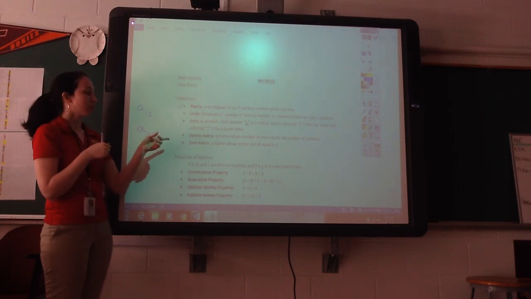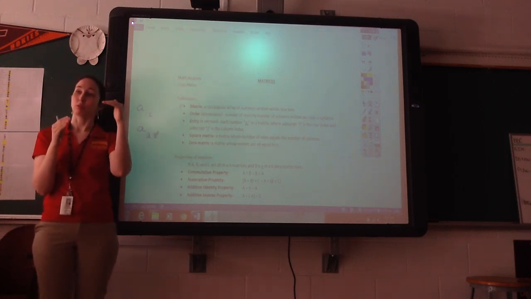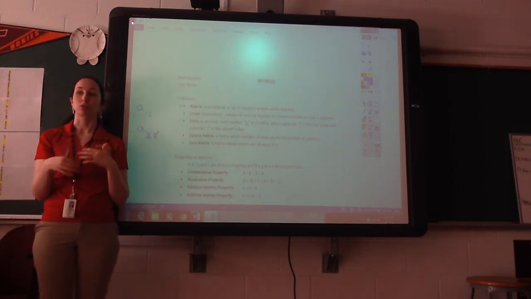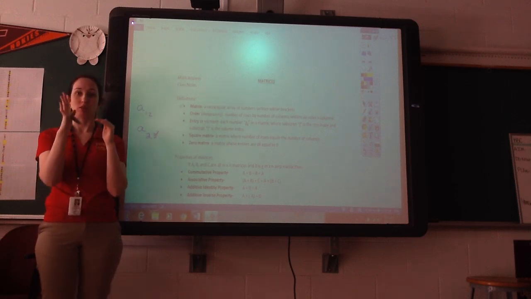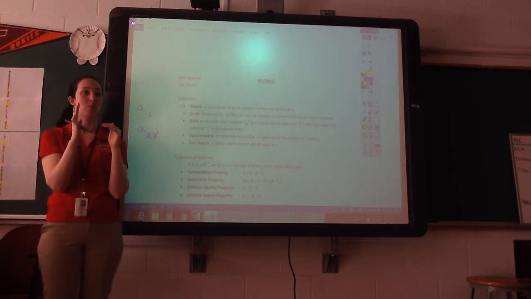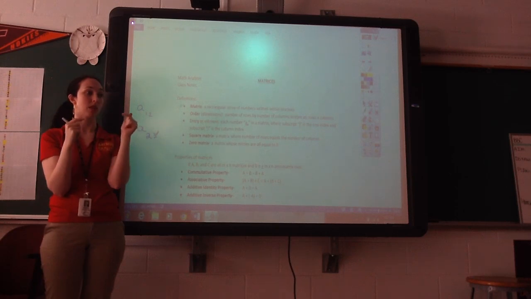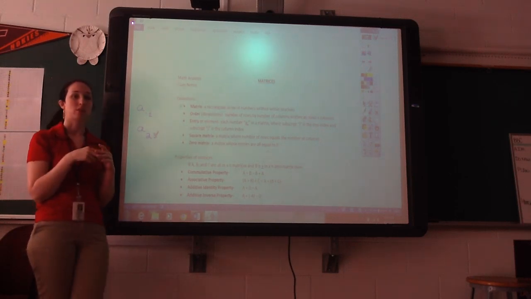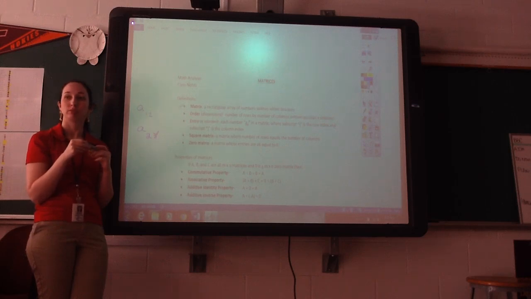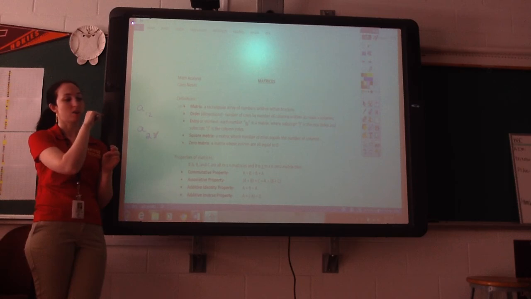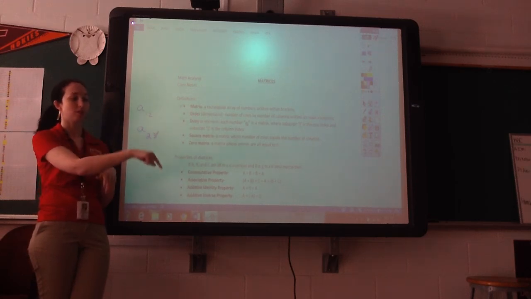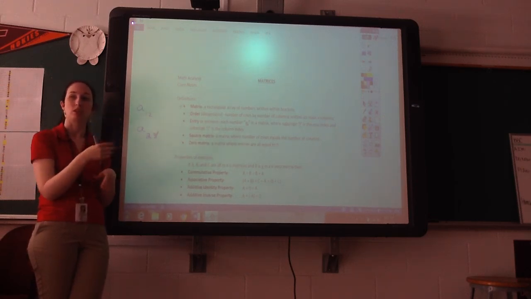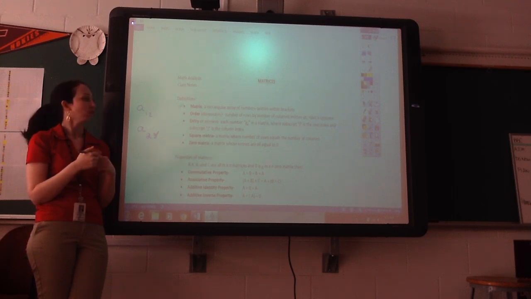A square matrix basically means number of rows is the same as number of columns, so 3 by 3, 4 by 4, 2 by 2, anything where the up and down numbers and side to side numbers are the same. A zero matrix is a matrix where every single number is a 0. We also have an identity matrix, where you have a diagonal that goes from top left to bottom right. It's 1s, everything else is a 0. So questions on the definition side of the house?